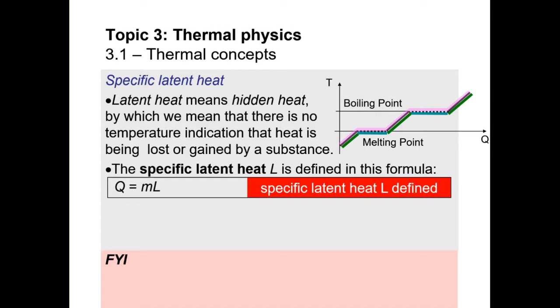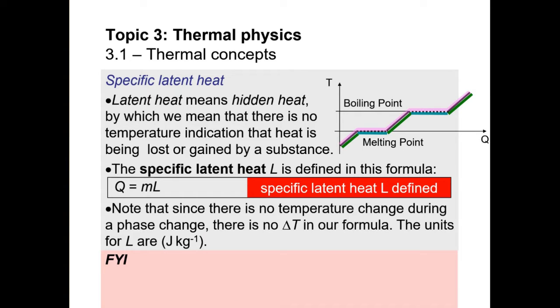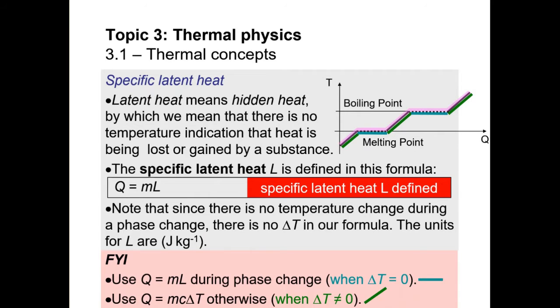Q equals mL. Q is thermal energy, m is mass, L is the specific latent heat. Since there is no temperature change during a phase change, there is no delta T in our formula. The unit is joule per kilogram. So use Q equals mL during a phase change, when delta T equals 0.